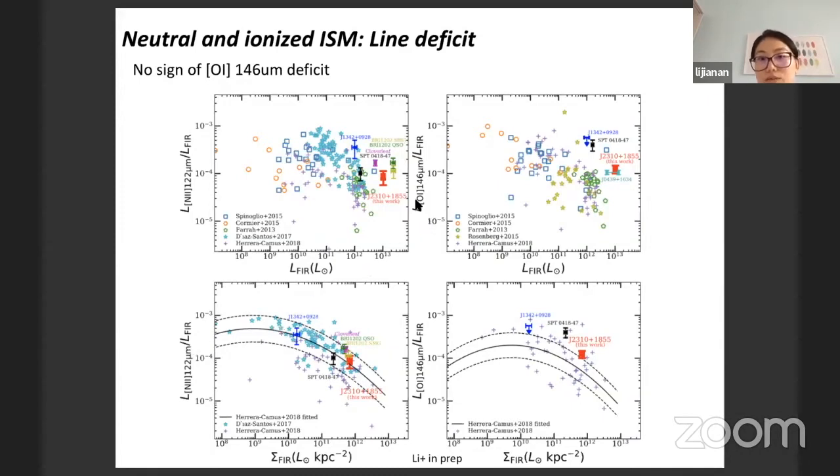As for the oxygen-1 line, this is the far infrared surface brightness. We find that all of these high redshift objects are above the relation set by the local samples. So this suggests that we find a similar line deficit trend in the nitrogen-2 line, but there is no sign of an oxygen-1 deficit.